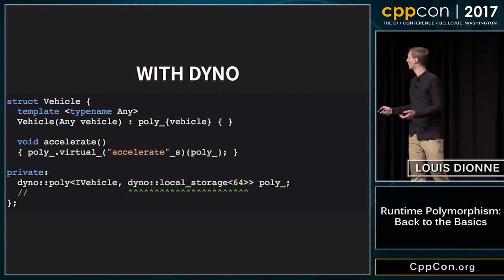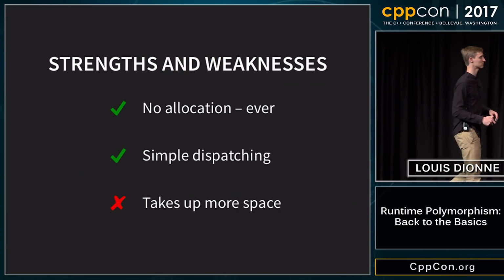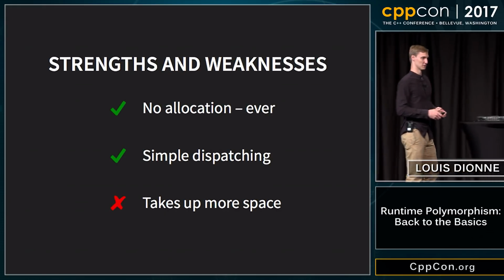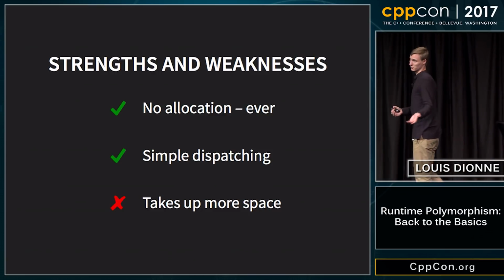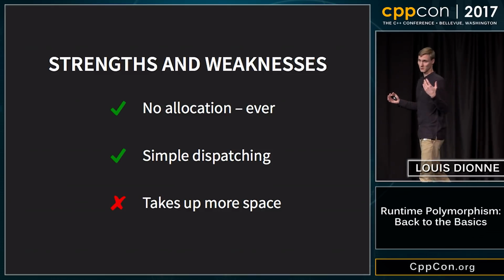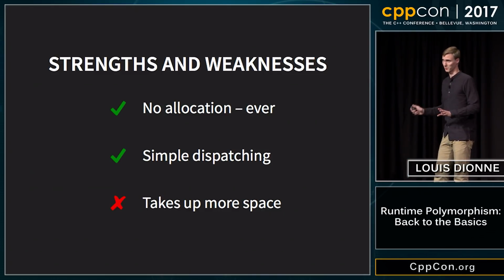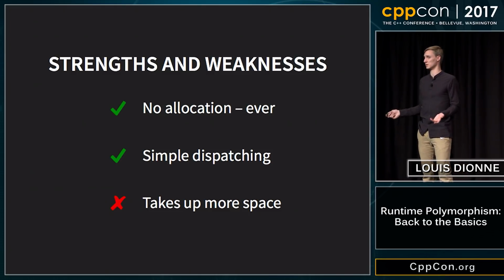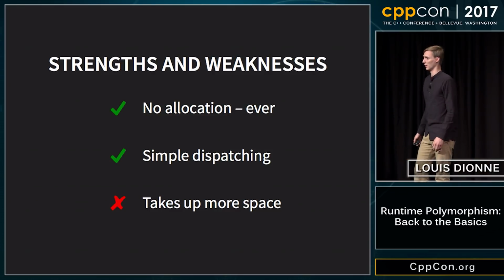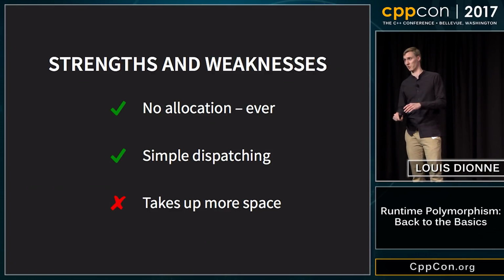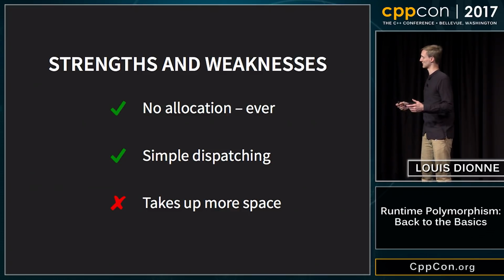And with the library, you just have to say local storage and then pick your size. So the strengths and weaknesses of this approach: the main strength really is that there's no allocation ever. You're guaranteed to never get an allocation. The dispatching is as simple as it gets because you always just reach into your buffer, which is right there. Actually, if you have the object, the buffer may already be on the same cache line or something. So this is as simple as it gets.